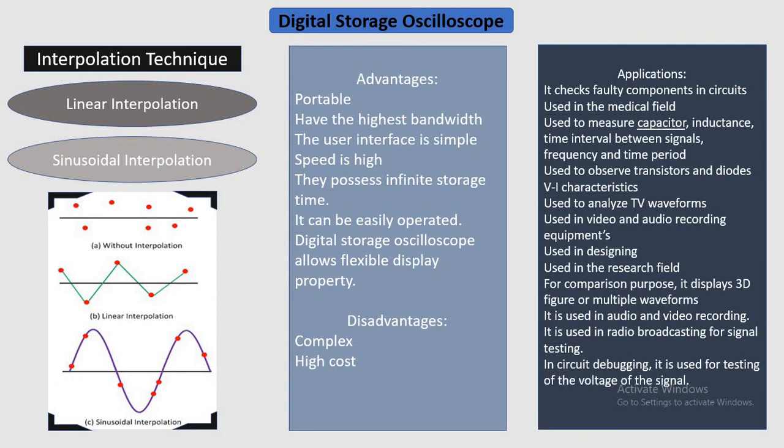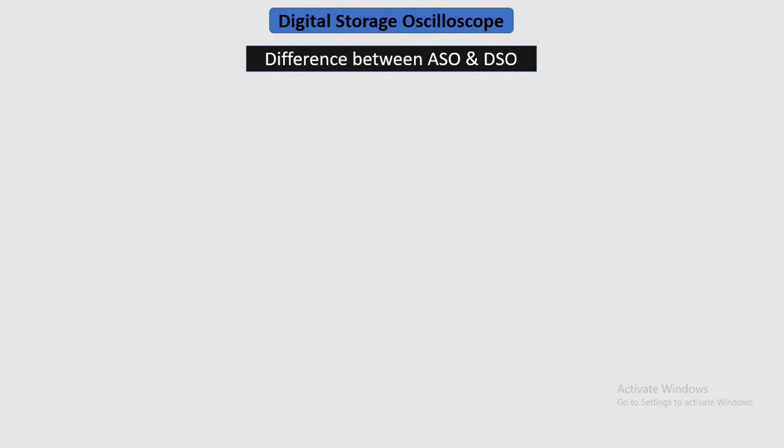And they can also be used for comparison purpose because it displays 3D figure or multiple waveforms. And it is widely used in oscilloscope. So that can be used for audio and video recording, for radio broadcasting, for signal testing. In circuit debugging, it can be used for testing of the voltage signals. So this is about the digital storage oscilloscope, and in the last slide we will discuss about the difference between analog storage oscilloscope and digital storage oscilloscope.